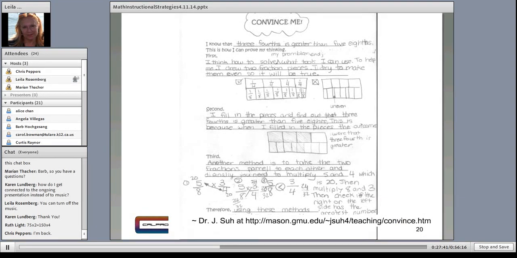Notice how the sentence starters guide students into discussing their reasons for coming up with the solution that they did. The worksheet includes space for examples, drawings, and calculations. So in this example, a student wants to convince the teacher or her friends that 3/4 is greater than 5/8, and in 3 different ways she explained her reasoning.